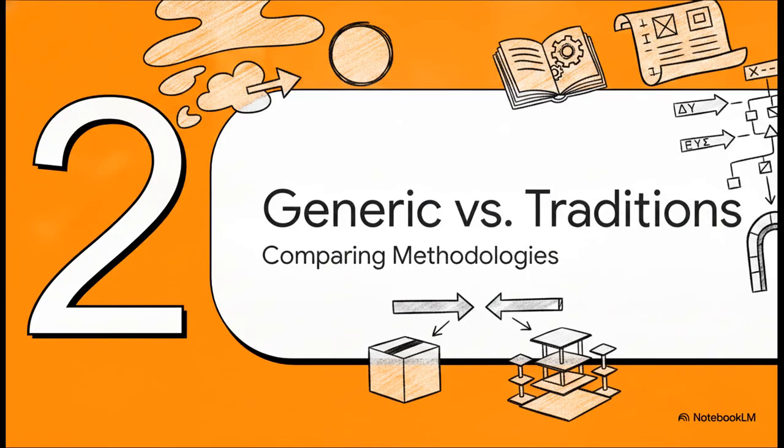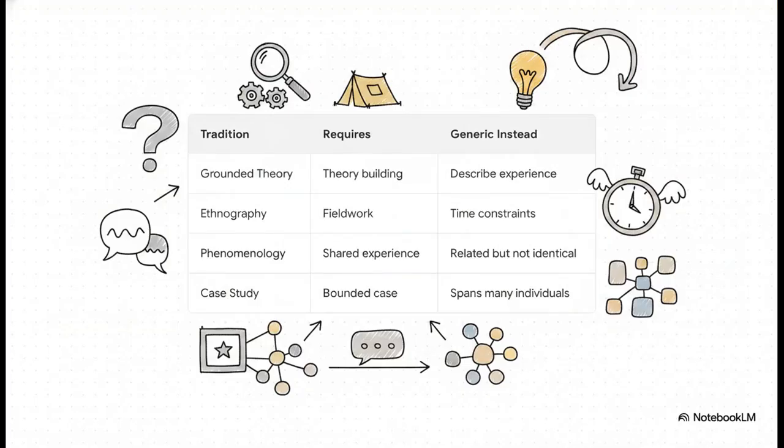Moving right along to Section 2, Generic versus Name Traditions. To truly understand the boundaries of generic qualitative research, we have to compare it against the heavy hitters of the research world. Grounded theory, for example, requires theoretical sampling, constant comparison, and building a full explanatory theory. But you'd choose generic instead if your goal is just description, not building a brand new theory. What about ethnography? Well, that requires prolonged immersive fieldwork within a culture-sharing group. But if you're dealing with time or access constraints, generic is the way to go.